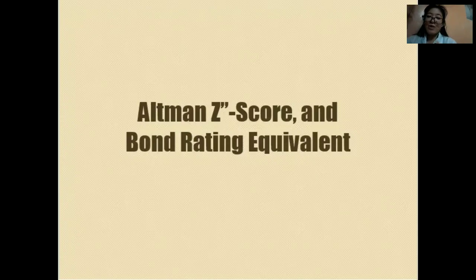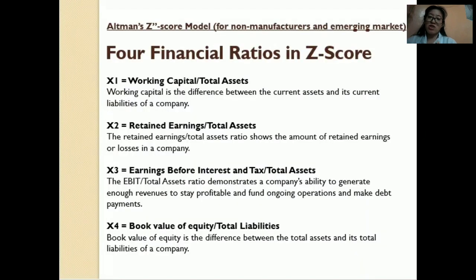Good evening. I will be discussing the Z double prime score and the bond rating equivalent in continuation of the last topic, which is the Altman Z score model. Z double prime score is the revised model of the Altman Z score model, which is for the non-manufacturing companies and the emerging market. Compared to the Altman Z model, here in the Z double prime score, the sales over total asset was completely removed from this model.